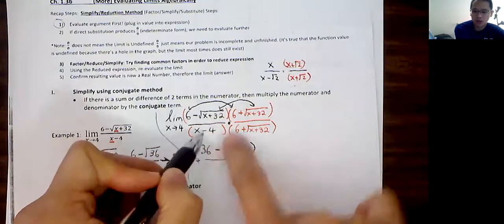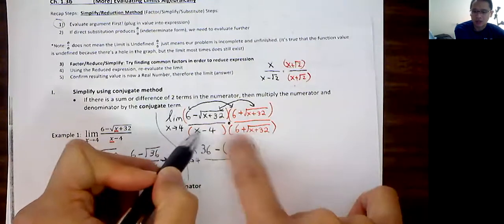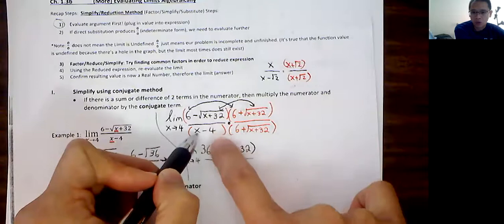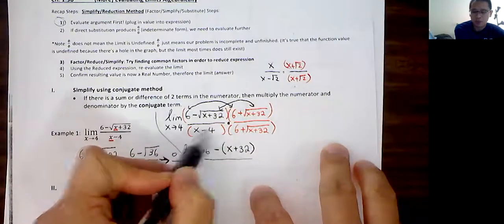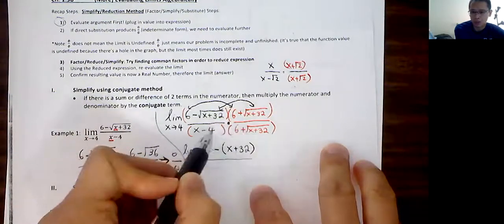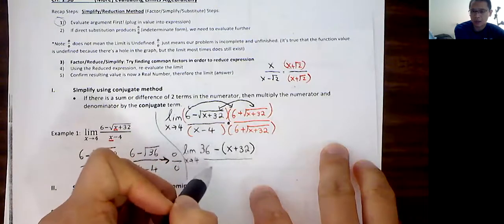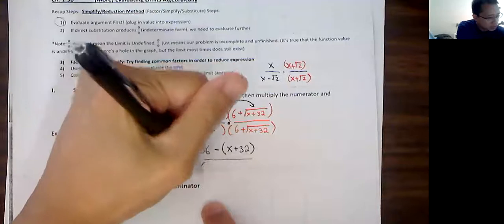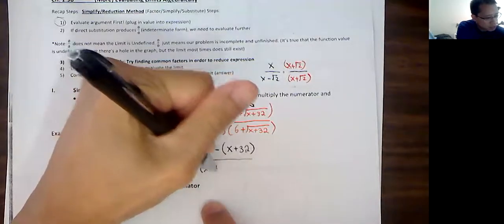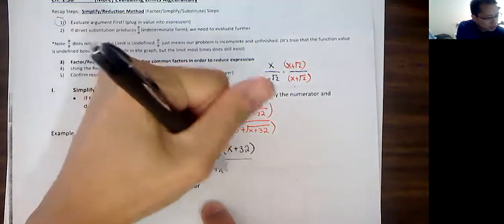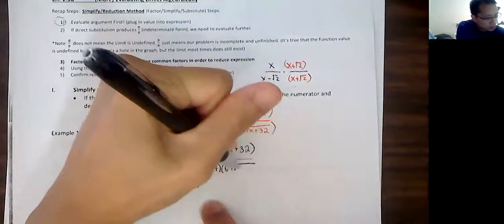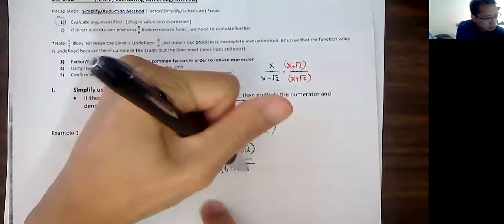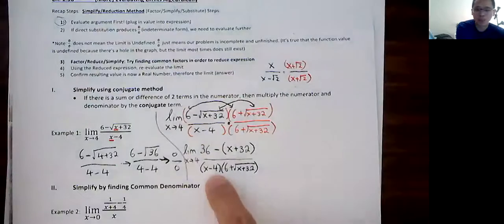So we don't want to try to expand this out. If we expand this out, this x minus 4 is going to get lost, and we'll have a harder time eliminating. So we're going to leave the denominator alone, because the denominator is already in the form where we want it to be. Okay, we want that x minus 4 there.